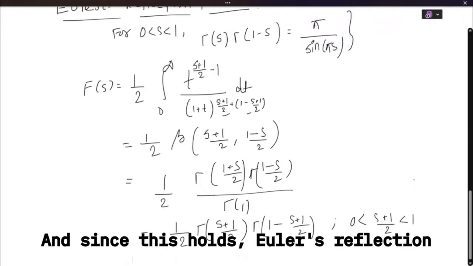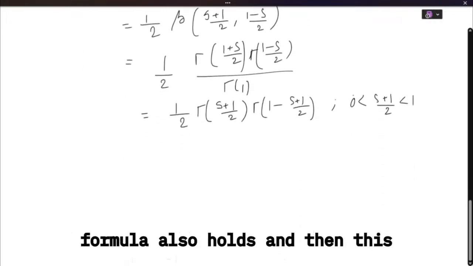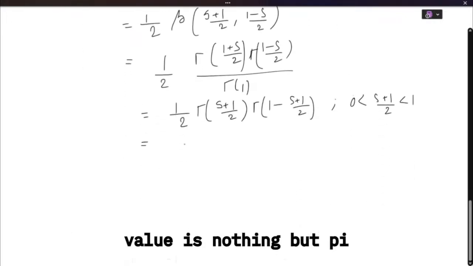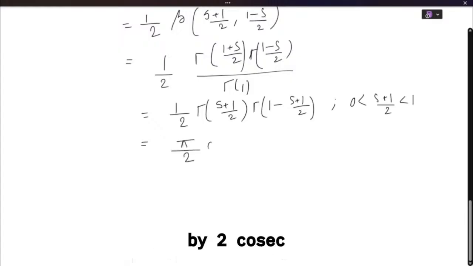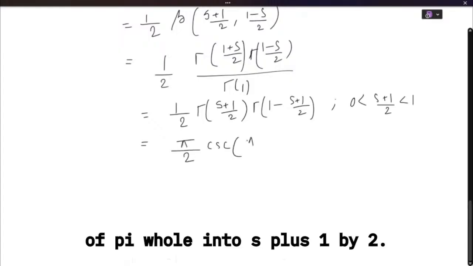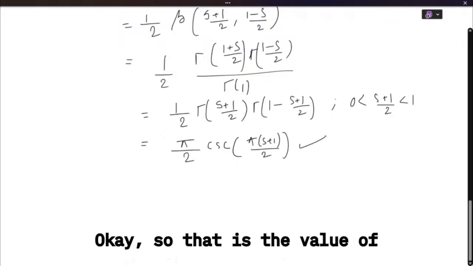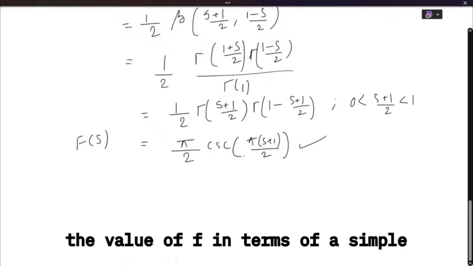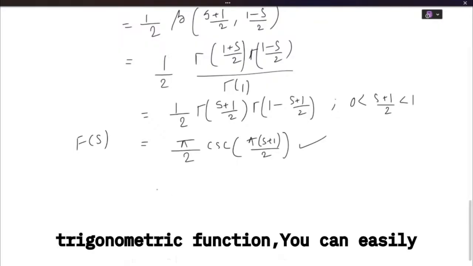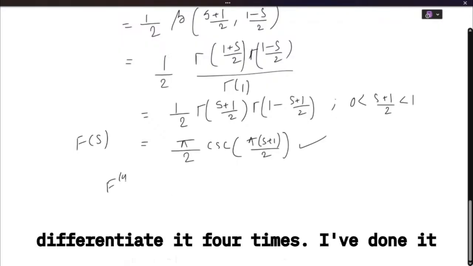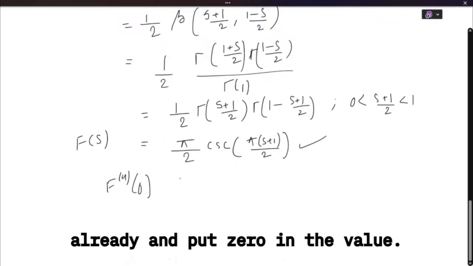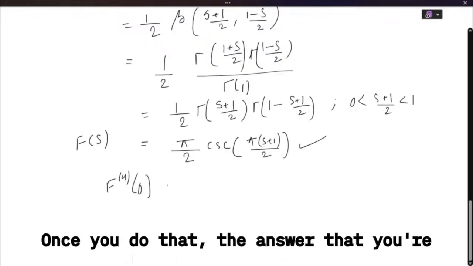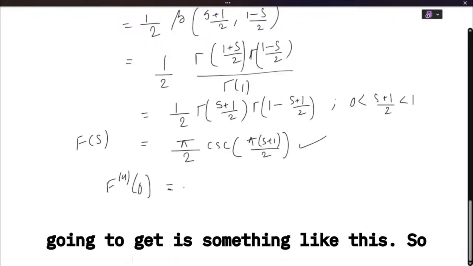And since this holds, Euler's reflection formula also holds. And then this value is nothing but pi by 2 cosec of pi times (s plus 1 by 2). So that is the value of f of s. Now that you have the value of f of s in terms of a simple trigonometric function, you can easily differentiate it 4 times. I have done it already and put 0 in the value. Once you do that, the answer that you're going to get is something like this.